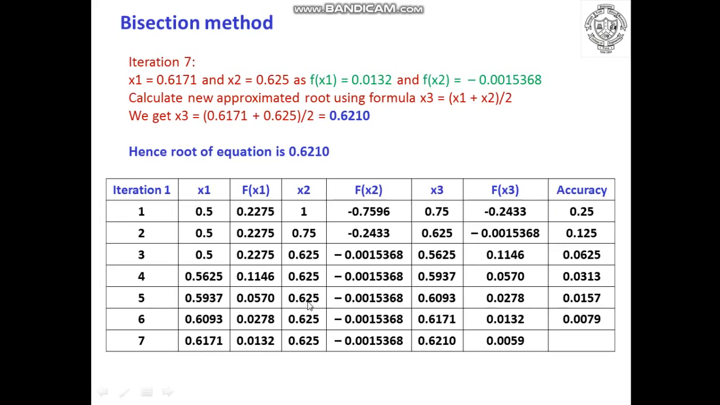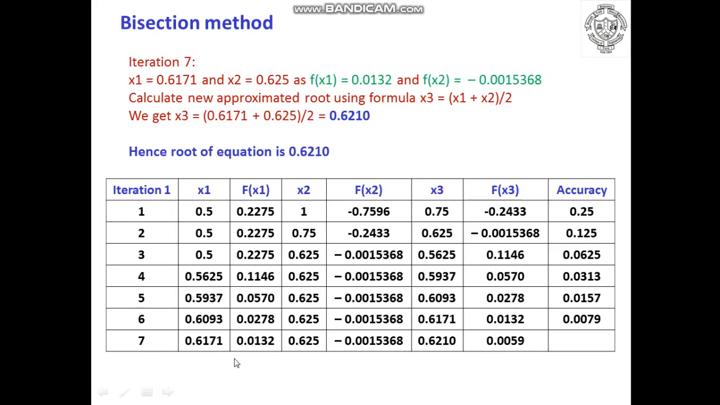So for the third, fourth, fifth, sixth and seventh iteration, the value of x2 remains the same. Why? Because there is no change in the sign of the function f of x3, hence the value of x2 will remain as it is. The value of x1 needs to be changed, because the sign of f of x3 and f of x1 from the third iteration are the same.